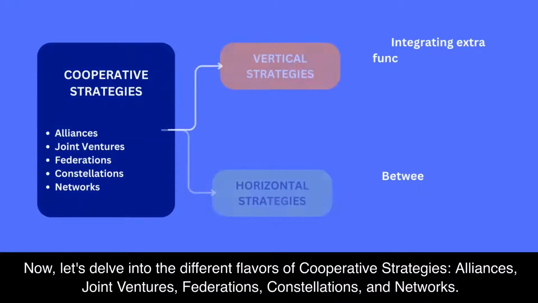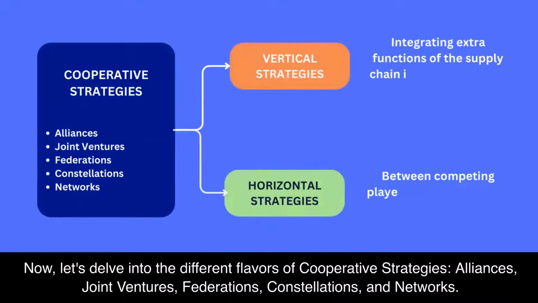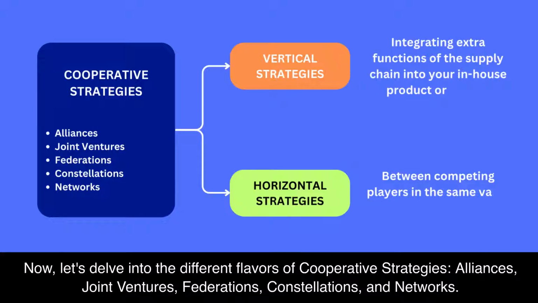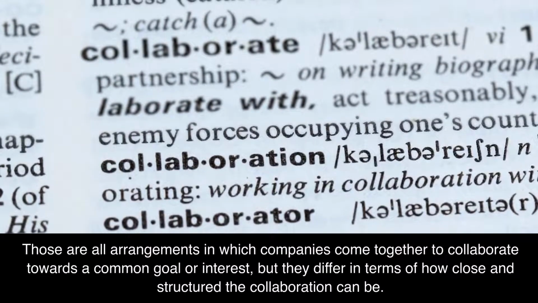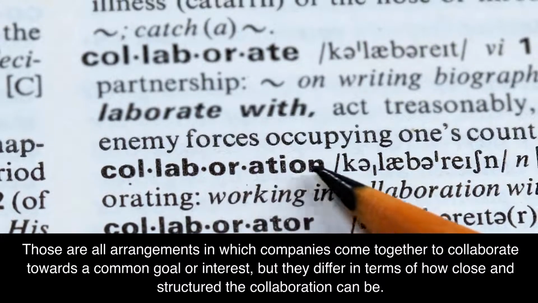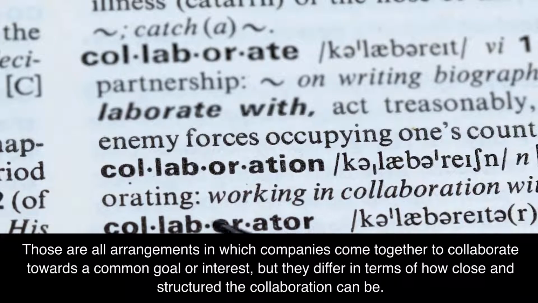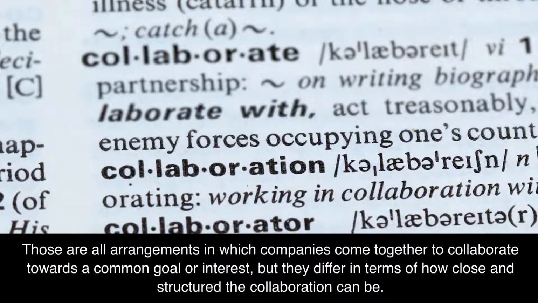Now, let's delve into the different flavors of cooperative strategies: alliances, joint ventures, federations, constellations, and networks. Those are all arrangements in which companies come together to collaborate towards a common goal or interest, but they differ in terms of how close and structured the collaboration can be.